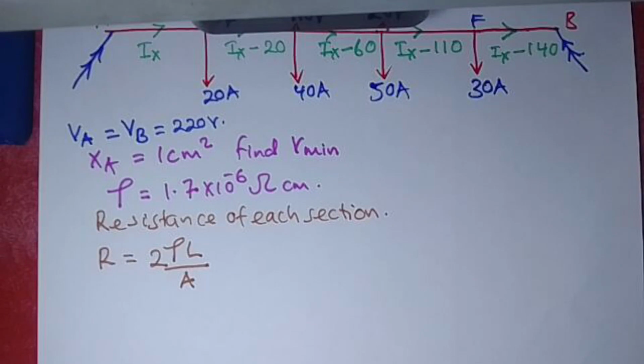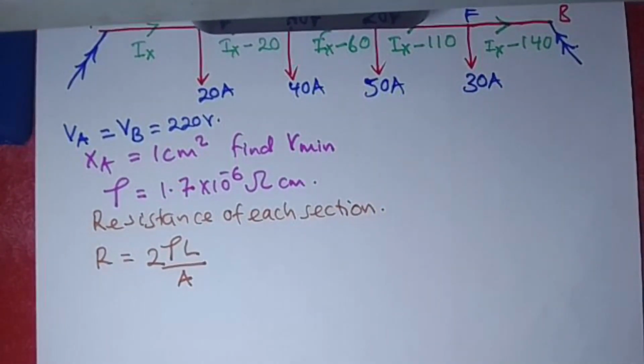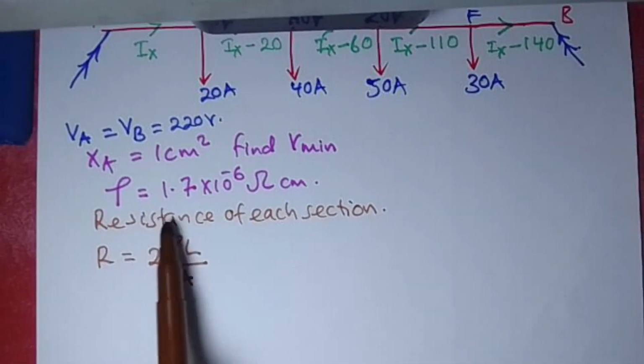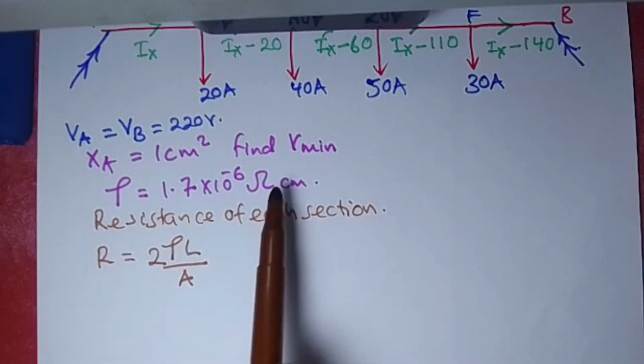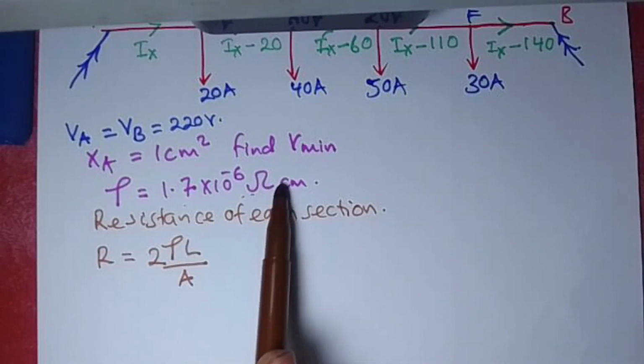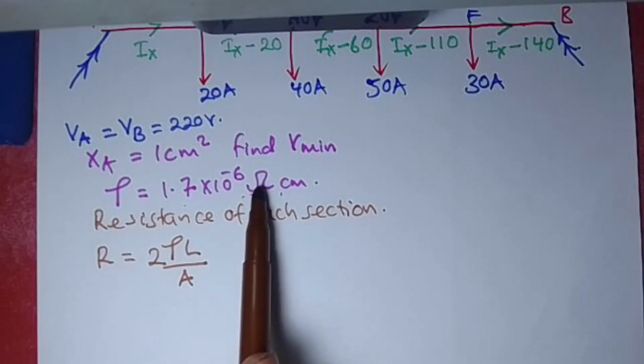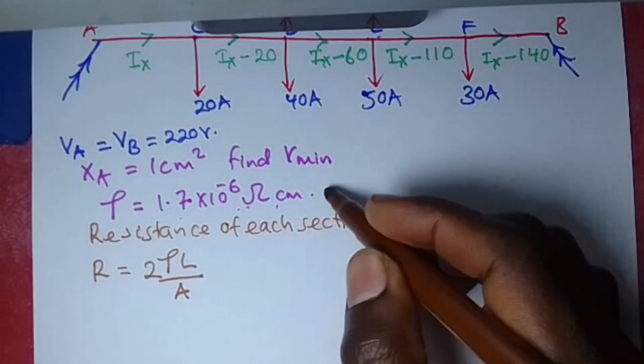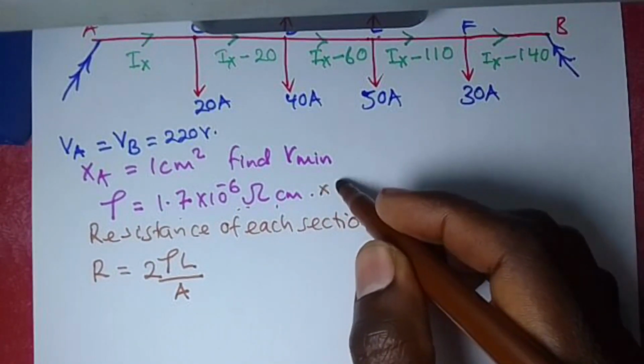We can change them to meters, or we shall change the meters to centimeters, whichever you choose. So this value here, how do we change resistivity from centimeters into meters? So this is resistivity in ohm centimeters. So this value is in centimeters. To change it to meters, we shall multiply it by 100.